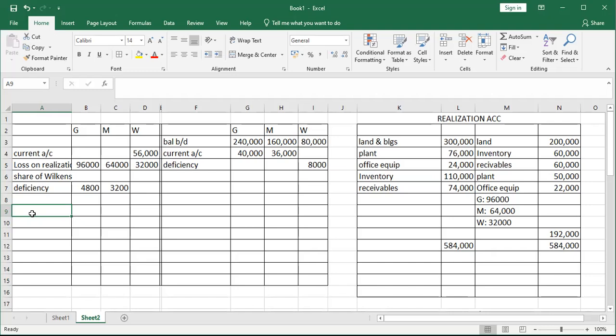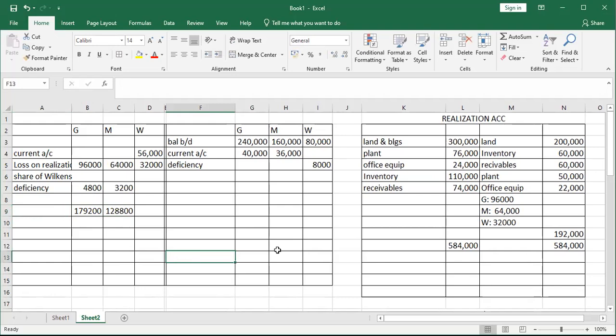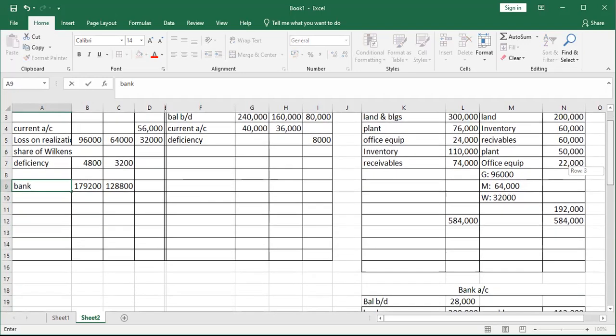179,200 for Garner, and for Murray, 128,800. I'm going to fix these figures. I'm going to write here bank. These guys need to be paid their money, bank, and I'll bring it here to my bank account.